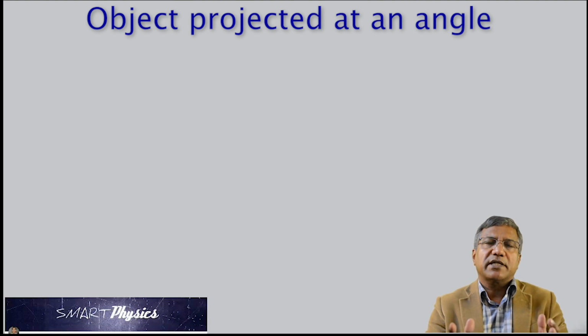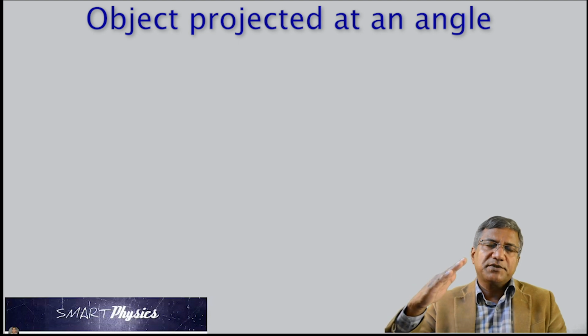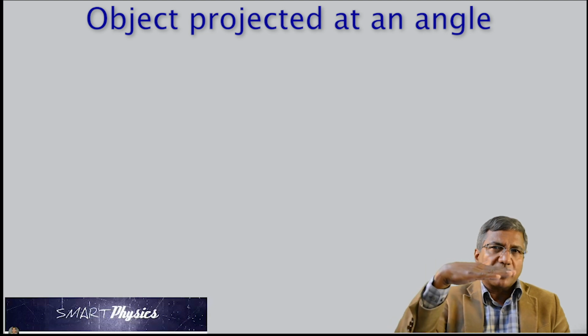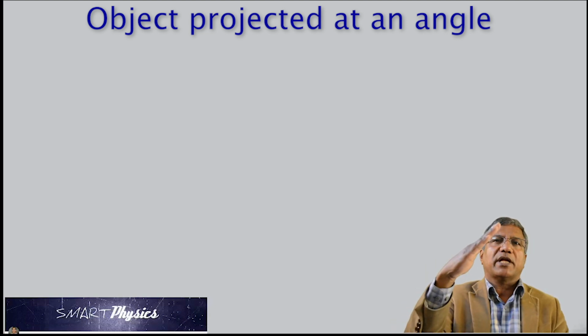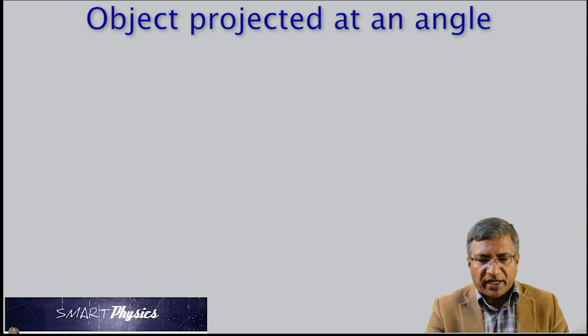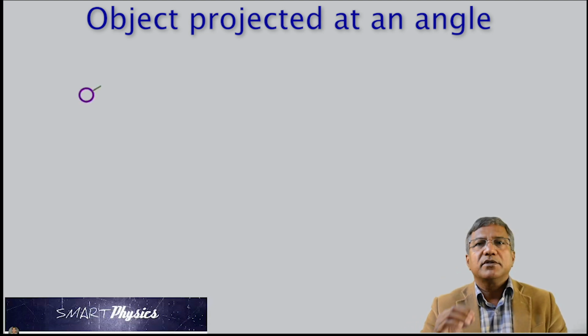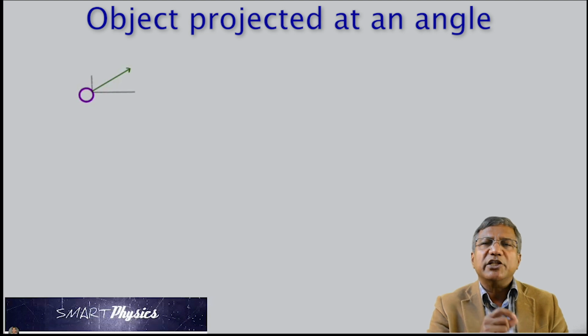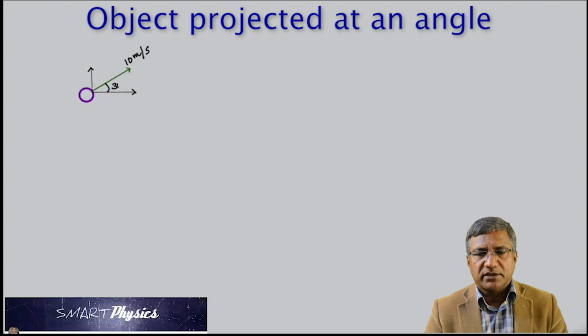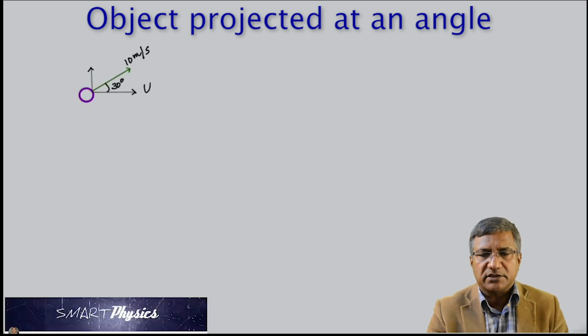Now we're going to discuss a different situation. In this case, the object is going to be projected at an angle. So instead of throwing it horizontally, it's going to be thrown at an angle. So when we have that, we will have both an initial horizontal velocity and an initial vertical velocity. So let's assume that it's projected at 10 meter per second and at an angle of 30 degrees.